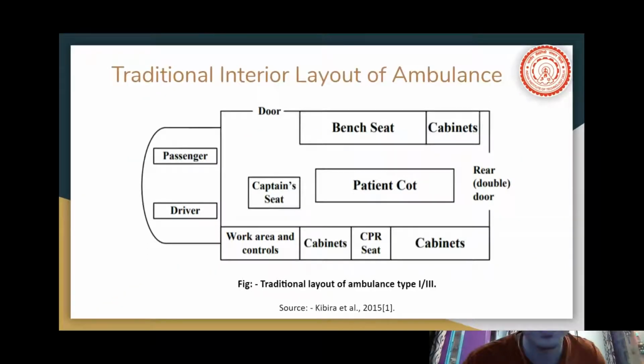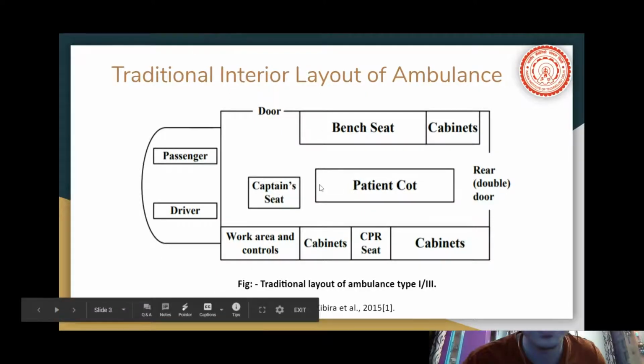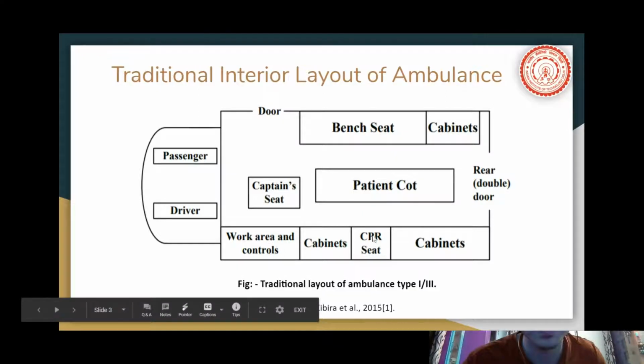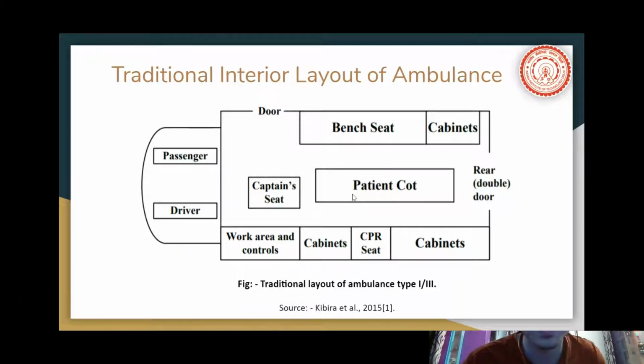So first we start off with the traditional interior layout of an ambulance. We see here three seating arrangements: the bench seat, the captain seat, the CPR seat, and here is the patient cot. The patient cot is the area where the patient would be loaded, and the captain seat and CPR seat are just single seats, and the bench seat here can hold multiple people. The CPR seat is placed such that it is closer to the patient's chest so that the person sitting on the CPR seat can perform CPR.